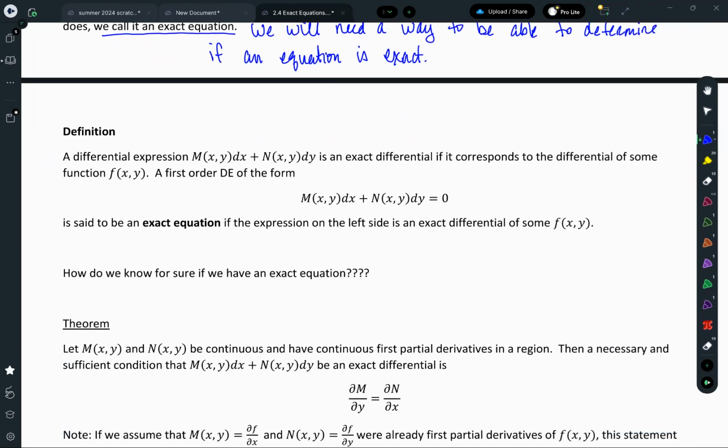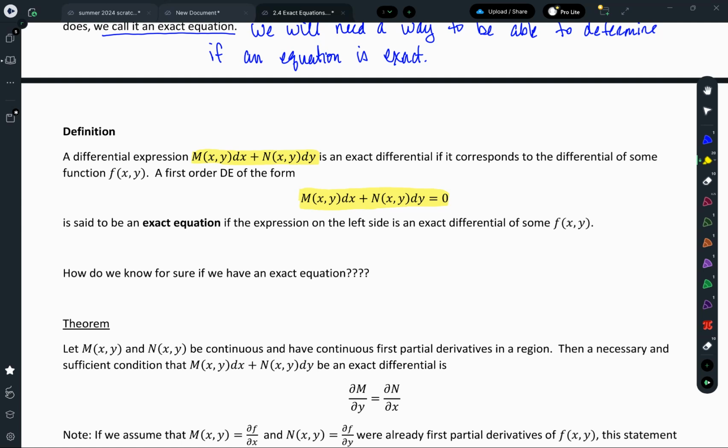We have a definition. A differential expression, so this is just an expression, M of x,y dx plus N of x,y dy, is an exact differential if it corresponds to the differential of some function. A first order differential equation of the form where we have that differential expression on the left, set equal to 0, is said to be an exact equation if the expression on the left side is an exact differential of some function f of x,y.